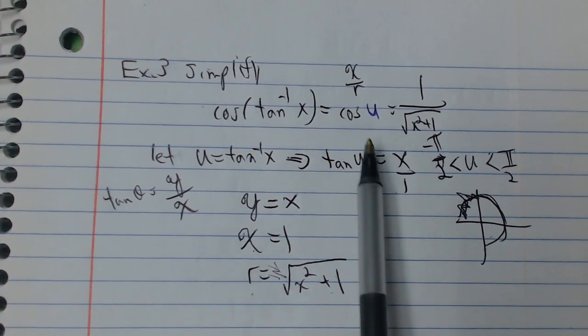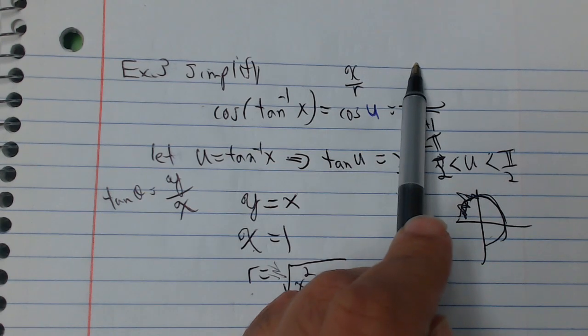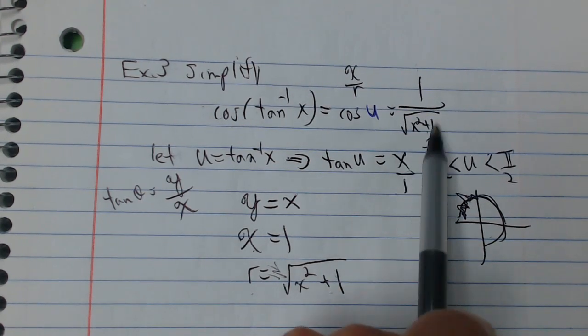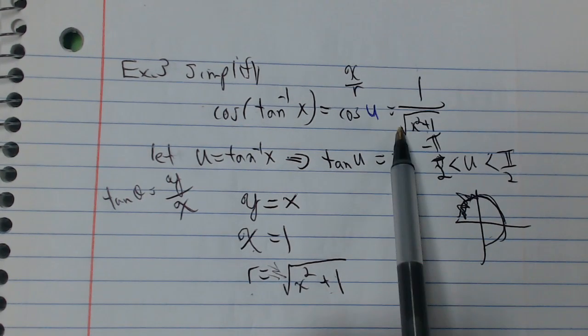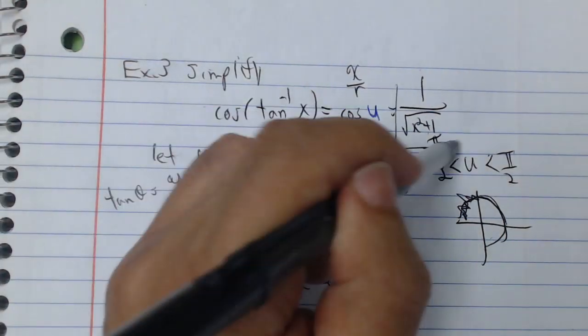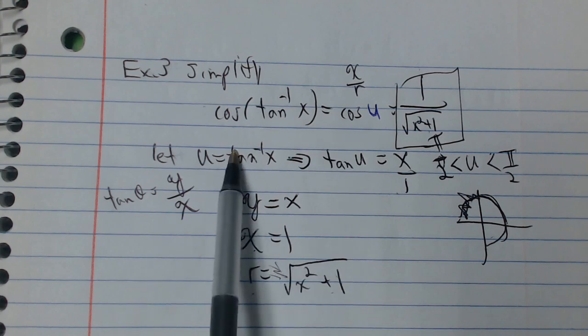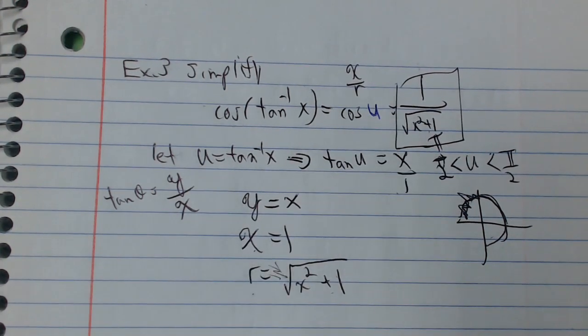So then there you have it. We just simplified cosine of tangent inverse of x, and my answer is 1 over the square root of x squared plus 1. Notice how my solution is in terms of x, which is exactly what I wanted. If my solution wasn't in terms of x, then something going on there would be incorrect. Notice how I used substitution; I just went back and forth until I got to my solution.